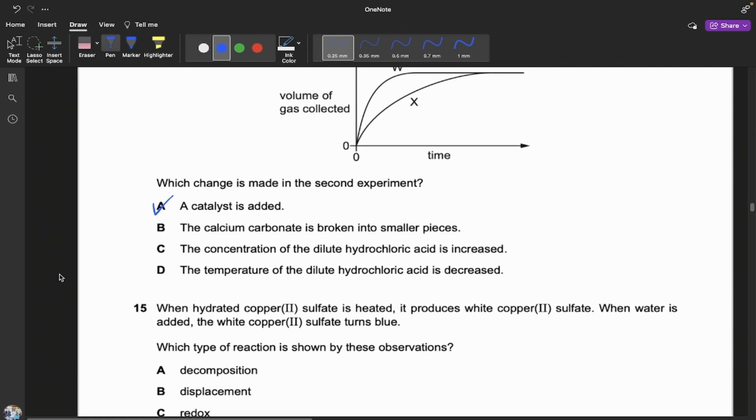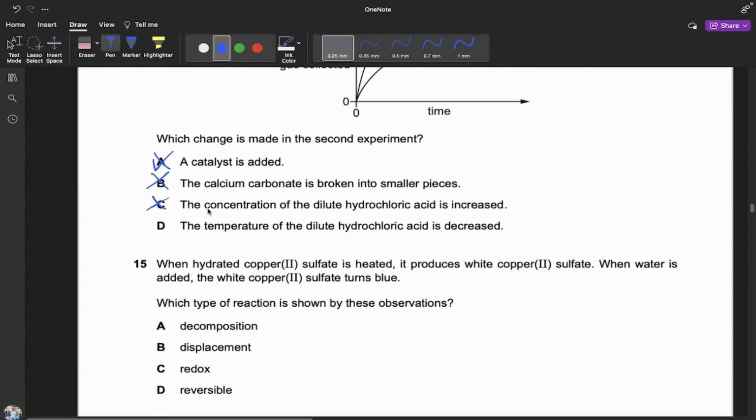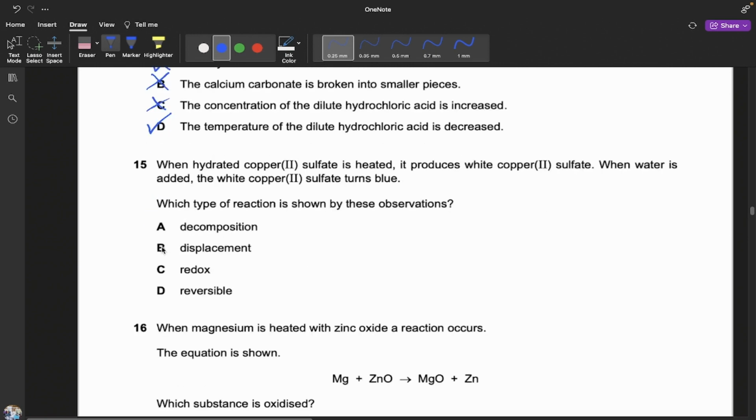Calcium carbonate is broken into small pieces. Surface area increased. So this one is wrong. This one is also wrong. If you do this, rate of reaction will increase. Concentration of dilute hydrochloric acid is increased. Now, if you increase the concentration also, the rate increases. Temperature of the acid is decreased. Yeah, when we decrease the temperature, reaction rate decreases.